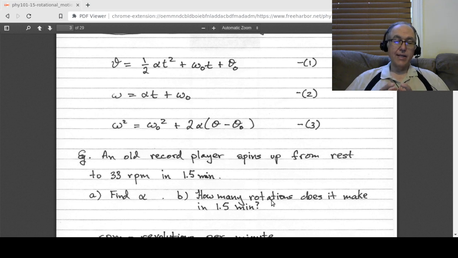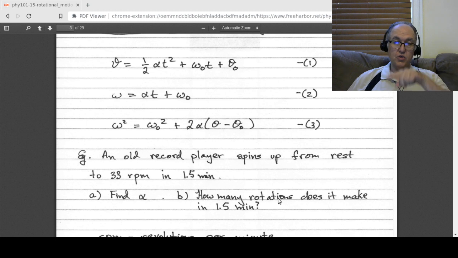Basically, even if you've turned more than one complete turn, more than 2 pi radians, you're still building up theta. You're still adding theta. So you could look at 2 turns, 3 turns, 4 turns, and so on. So if you solve for theta, that'll indirectly tell you how many revolutions you've made.